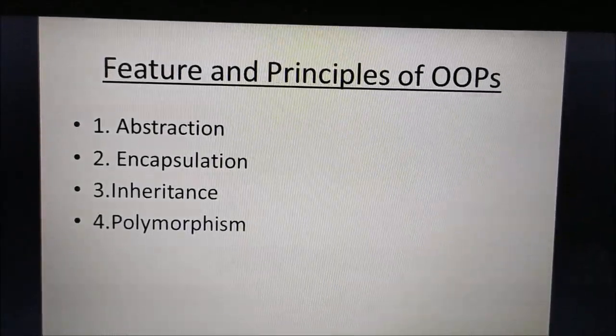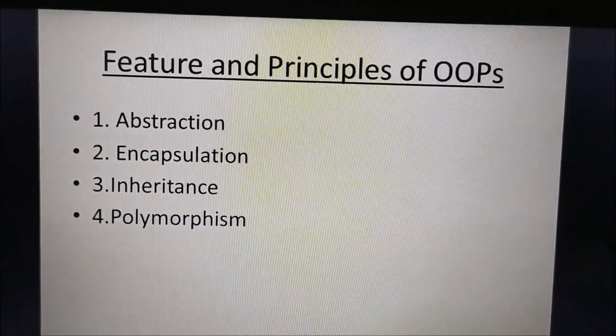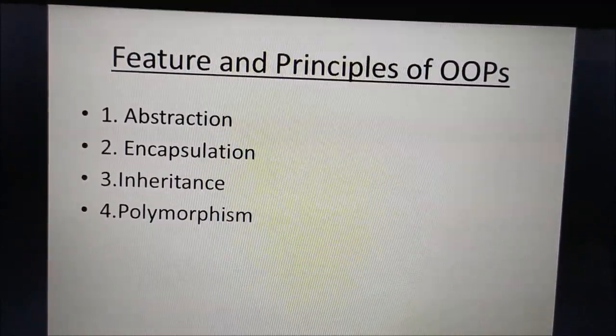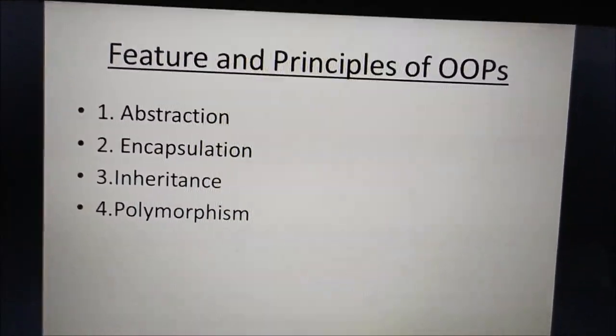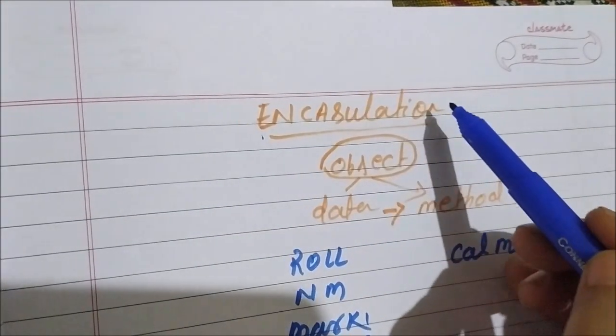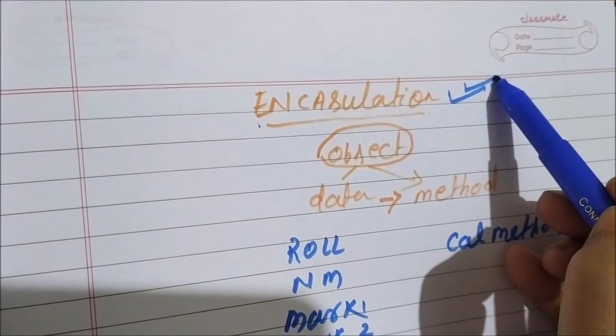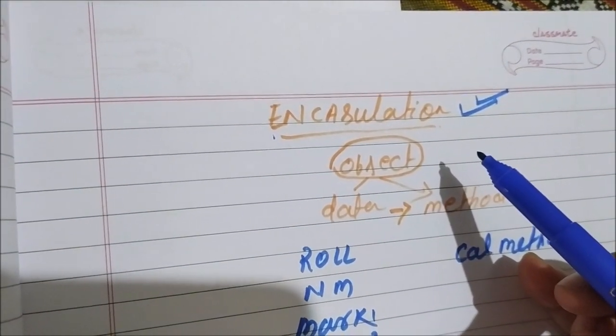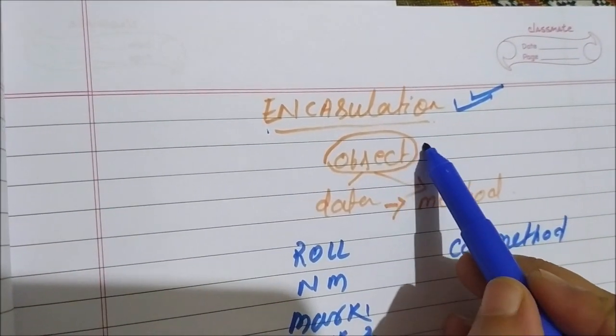Hello everyone. In this session, we are going to discuss encapsulation, inheritance and polymorphism. Here, encapsulation is a very important feature of object oriented programming. And everybody knows what an object is.